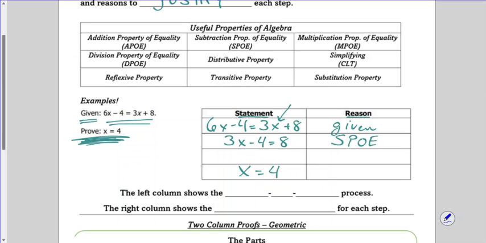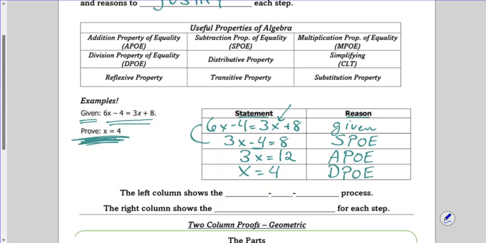My next step would be to cancel out the minus 4 by adding to both sides. So that's APO. Addition property of equality justifies my next step, giving me 3x equals 12. And then to get that final answer, we're going to divide on both sides by 3 using the division property of equality.